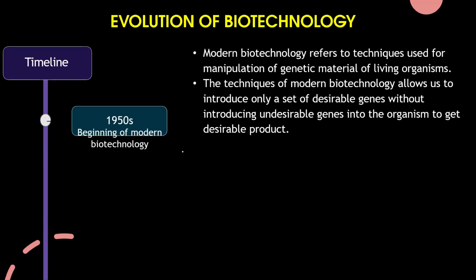Next, in 1950, it's the beginning of modern biotechnology. That's the new era where modern biotechnology started. Remember, 1950 is the new era where modern biotechnology started. Till then, it was all ancient biotechnology methods. So what happened after this? In 1953, we got to know about the DNA structure. So we understood the DNA structure.